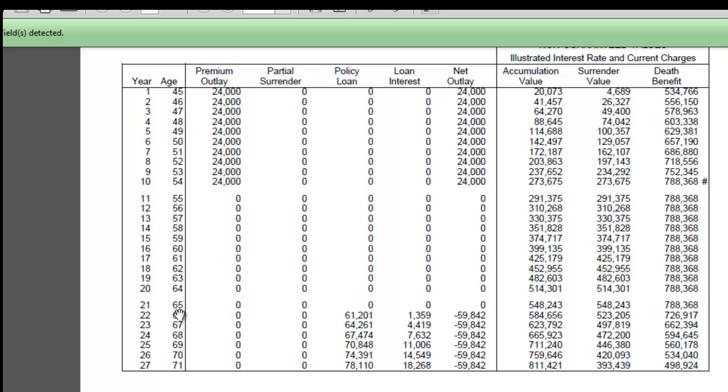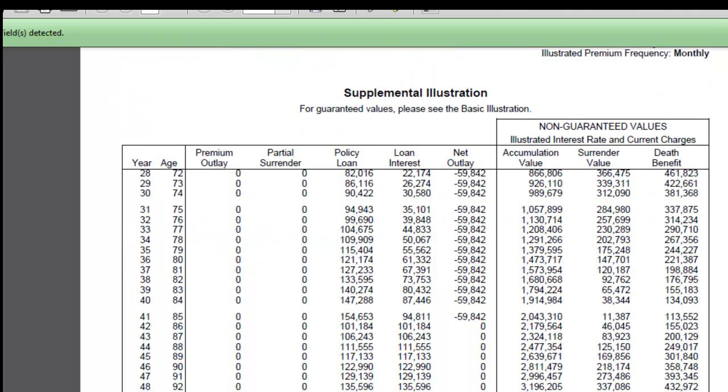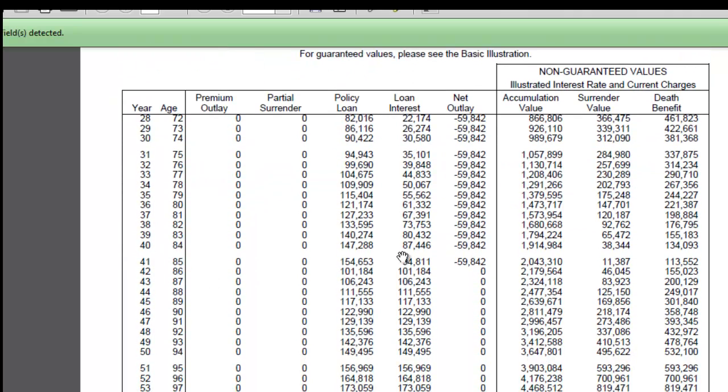Here, 65, taking the money out on a steady basis, and I just ran this out to age 85. Let's say the person passed away at age 85. They've taken all that money out, and that family still has $113,000 left for a death benefit.